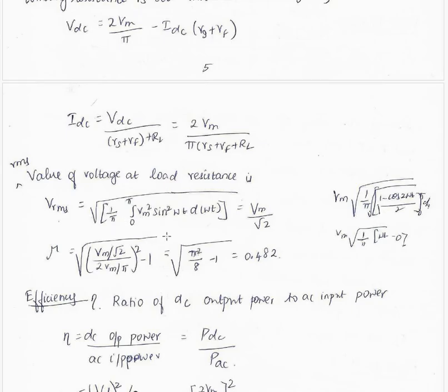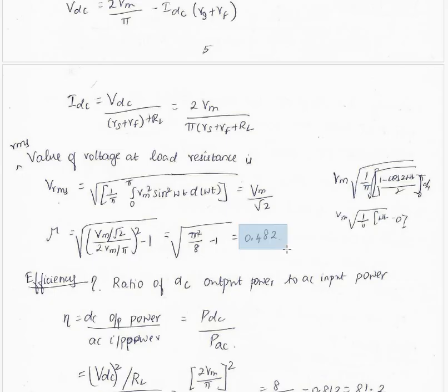RMS value of the voltage at load resistance, Vrms, is Vm by root 2, that is the square root of 1 by pi integral 0 to pi Vm square sin square omega t d of omega t. On integrating it becomes Vm by 2, and the ripple factor is 0.482 on substituting the values, which means the full wave rectifier output has 48.2% ripple component in it.